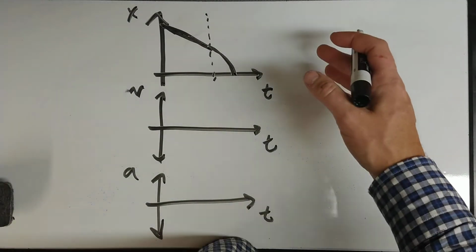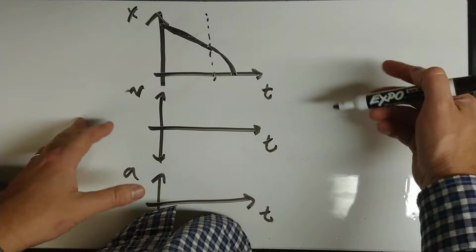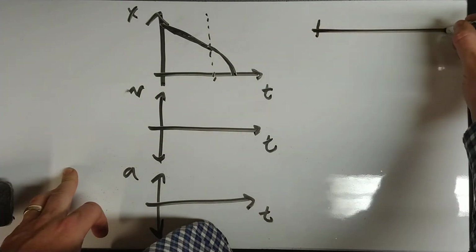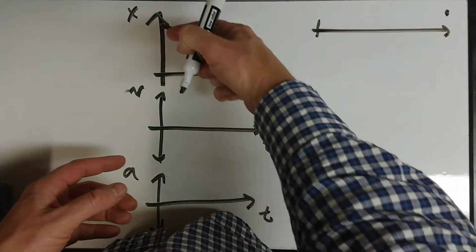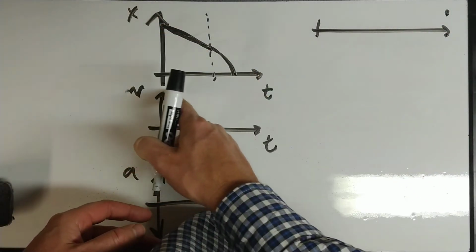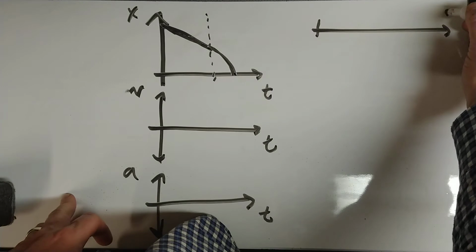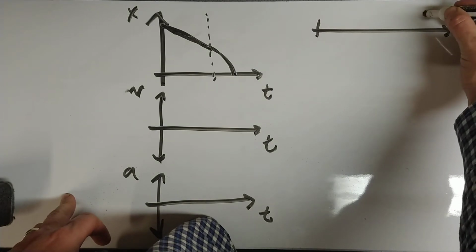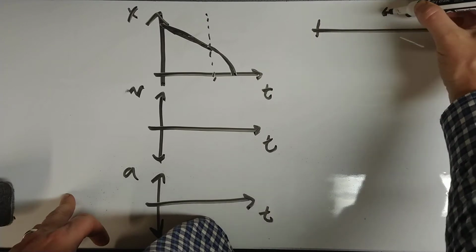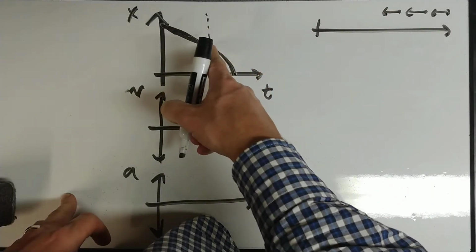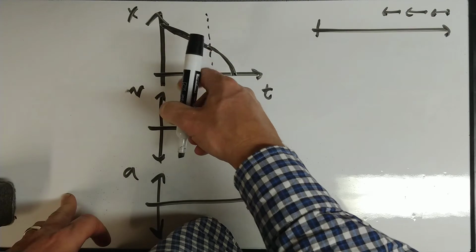So we start out at a big positive position. If I was to try to draw a motion map of this, it'd be like something starting out here, and it's decreasing in position as time goes on. So that means it's moving back towards the origin at a constant speed. And how do I know it's a constant speed? Because the slope of the line is constant for the first half.